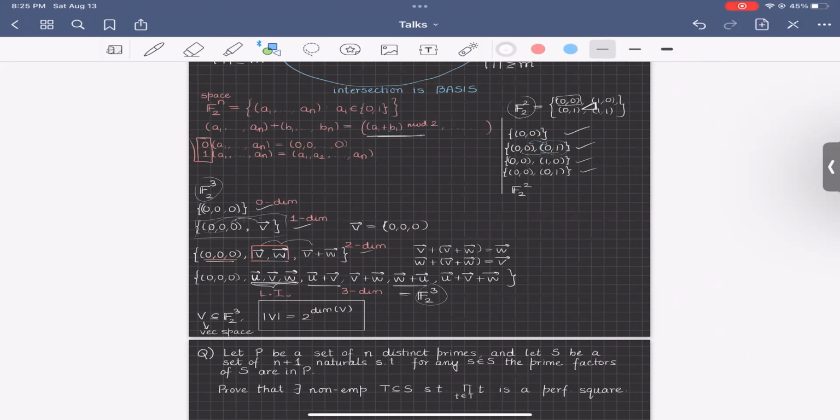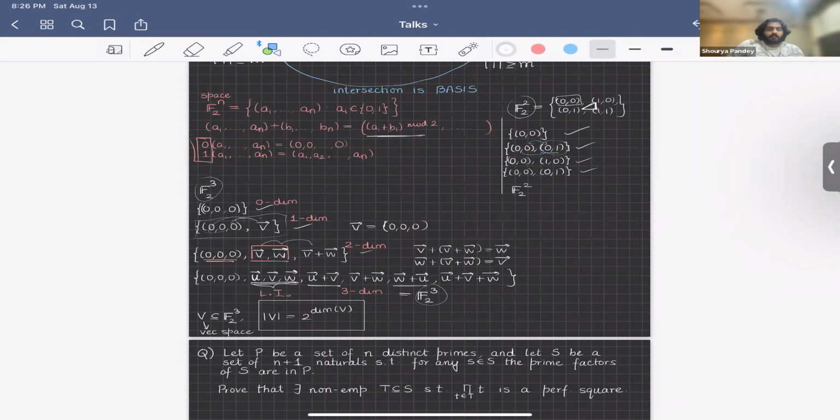So you need a subset T of S such that if you consider the product, that's basically the sum of the elements in this T. You need the sum to be 0, for it to be a perfect square.